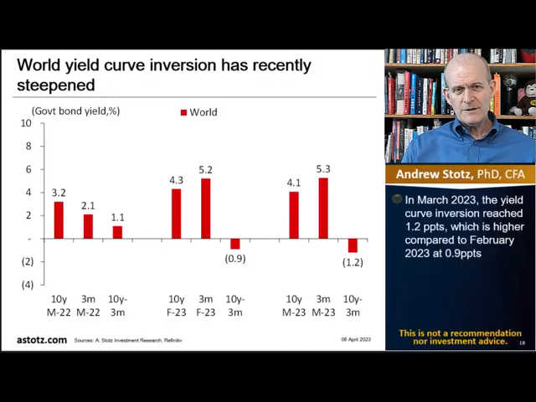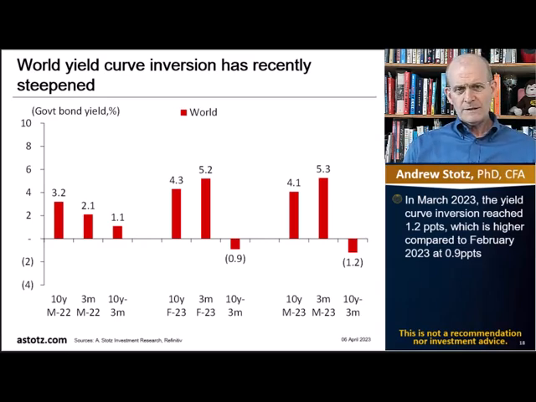So here what I've done is I've looked at the world's interest rate. So the 10-year government bond is at 3.2%. This is as of March 2022, so 12 months ago. And the short-term rate was at 2.1, which means the difference between these was a positive 1.1%, meaning 12 months ago, the yield curve was normal.